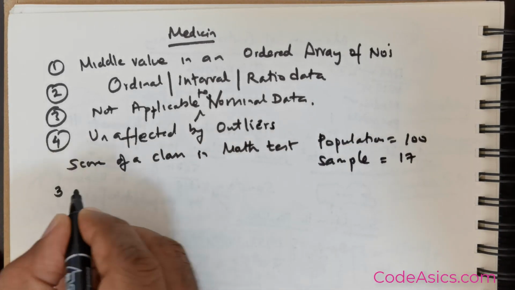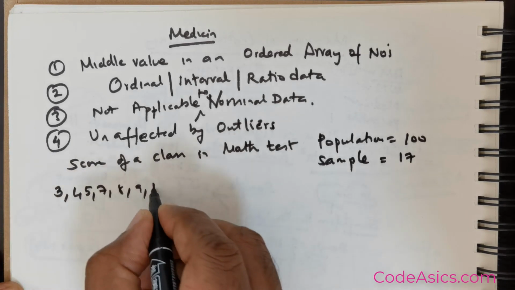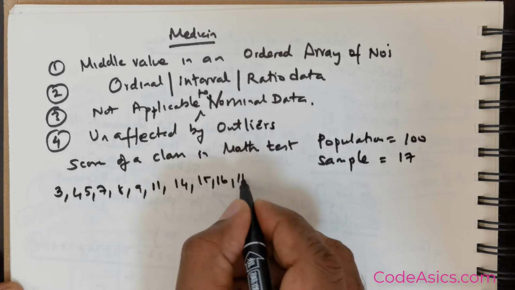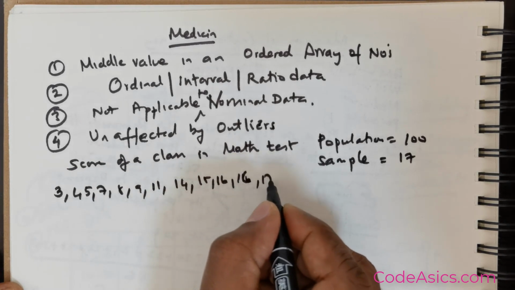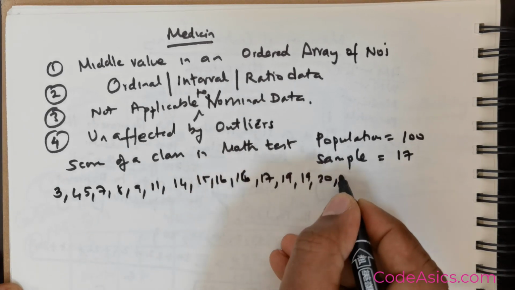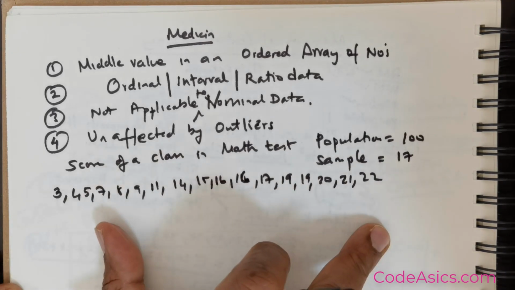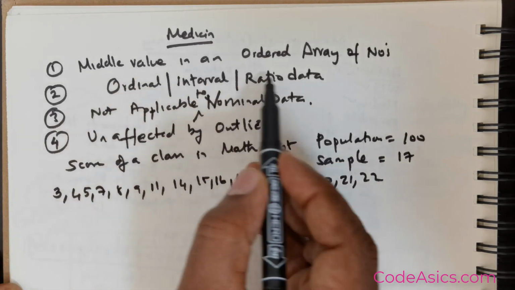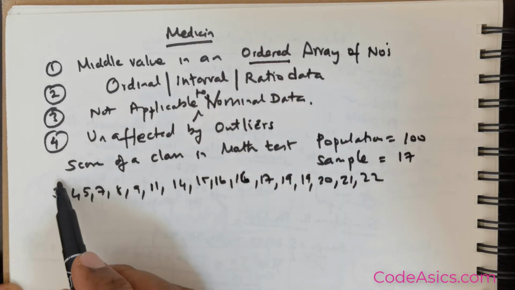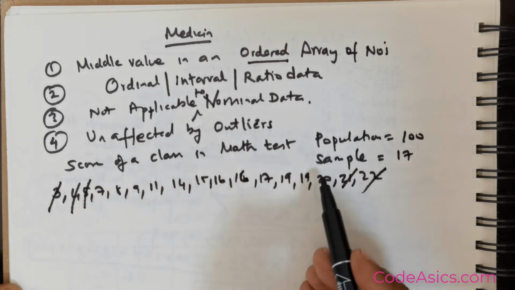So these are the scores: 3, 4, 5, 7, 8, 9, 11, 14, 15, 16, 16, 17, 19, 19, 20, 21, 22. Now I have arranged this in an ordered fashion. Now what you need to do is strike the first versus the last, the second versus the second last, and so on and so forth.